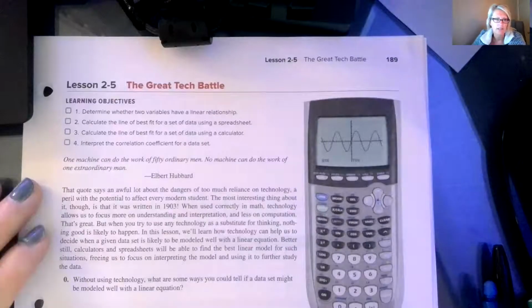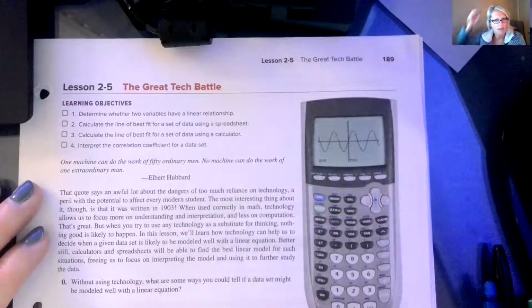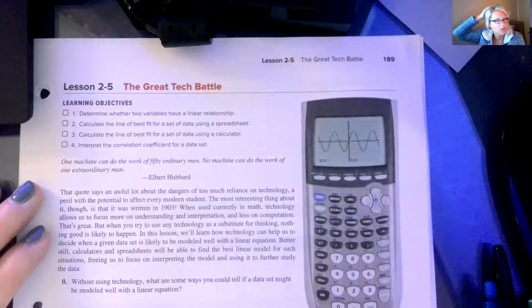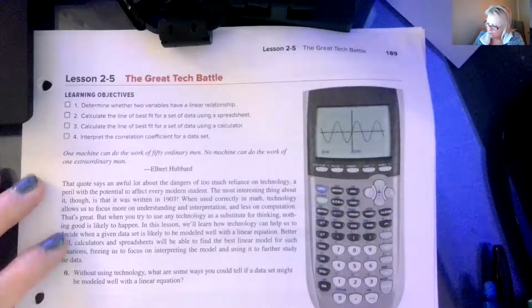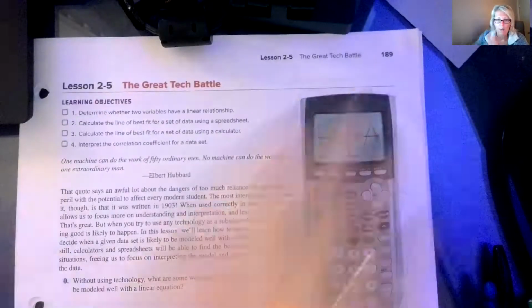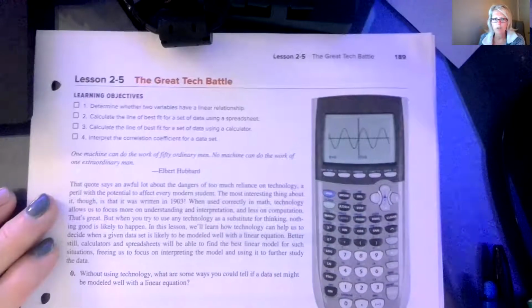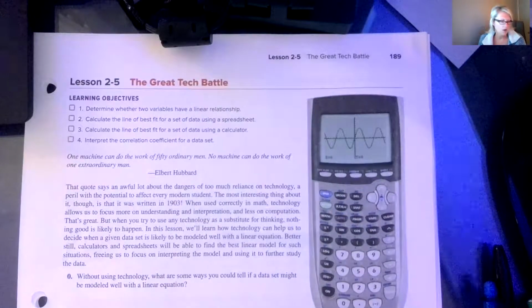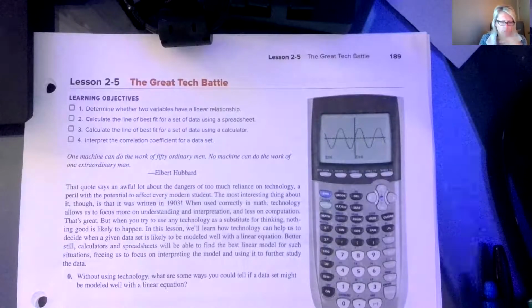And the quote today says, "One machine can do the work of 50 ordinary men. No machine can do the work of one extraordinary man." Albert Hubbard. So we have been talking in some ways about how two variables could be related. So in lesson 2.3, we talked about how the value of your car could go down over time. So time and value are related.